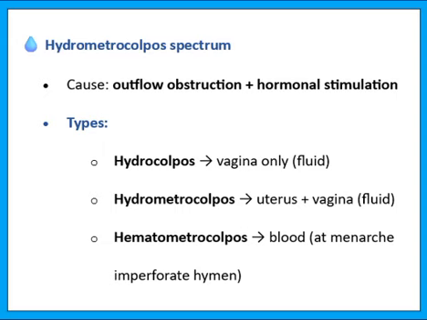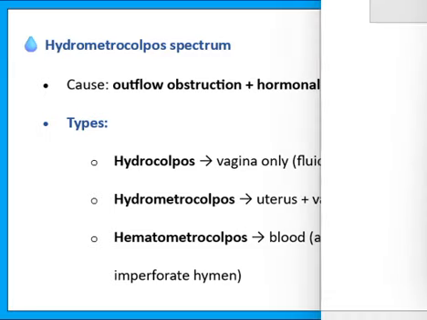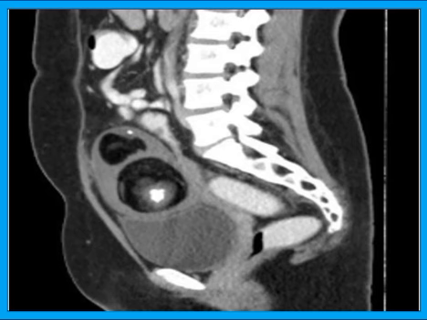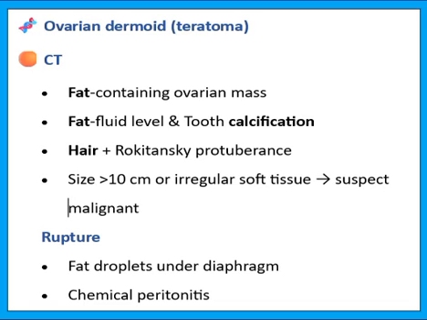The second pelvic cystic lesion in girls is here. Abdominal and pelvic CT scan with contrast, coronal, sagittal and axial of the pelvis. Ovarian dermoid or teratoma. CT scan shows a fat-containing ovarian mass, fat-fluid level, tooth calcification, hair and Rokitansky protuberance. Size greater than 10 centimeters or irregular soft tissue is suspicious for malignancy. If rupture occurs, fat droplets appear under the diaphragm.